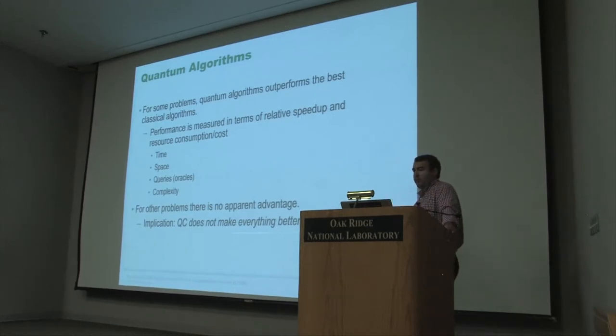The performance of these algorithms is measured in terms of how much speed up do you get? Is it a polynomial speed up from the existing classical algorithm, super polynomial? How much space does it take up? How many qubits do you need to use to achieve it?